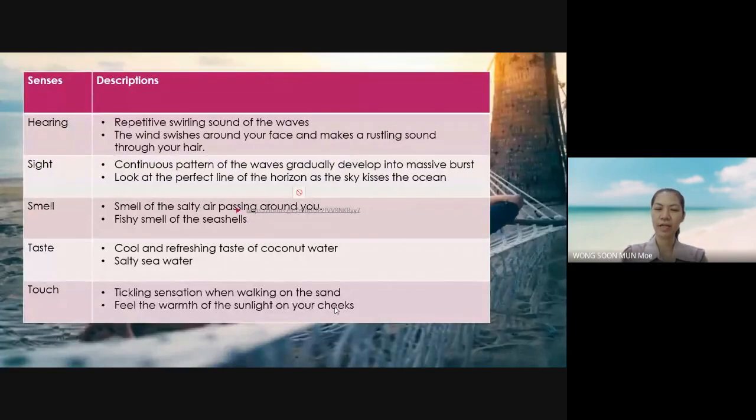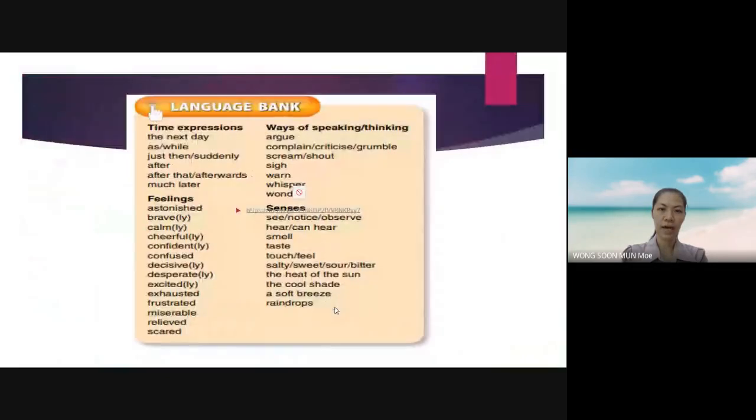We proceed to the next activity. Okay, everyone? Any question? Okay, no question. Let's proceed. Before we move on to the writing task, today we learn writing, right? We go through this language bank. This language bank I have also provided in your Google form.